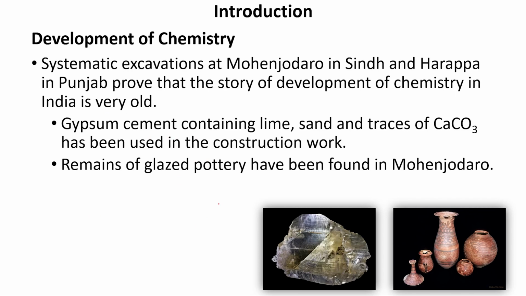So these are the pictures of the excavation from Mohenjo-daro in Sindh and Harappa, Punjab. This tells us that the development of chemistry in India is very old. Okay. So this is a very interesting material.